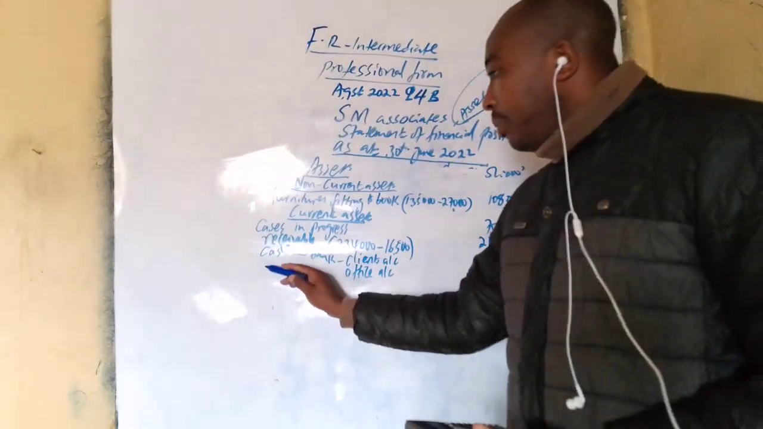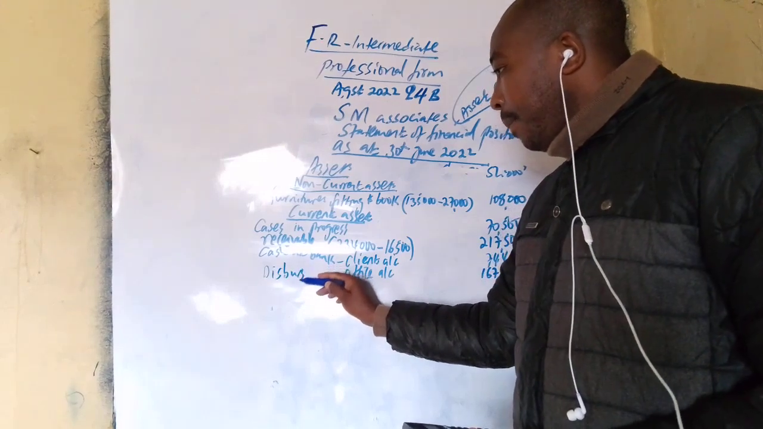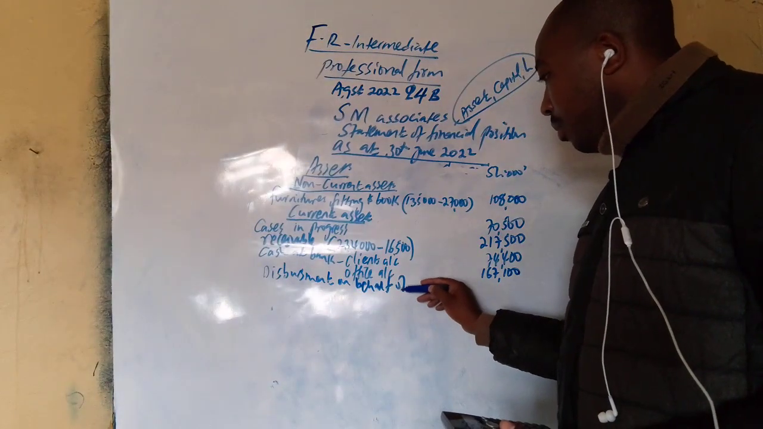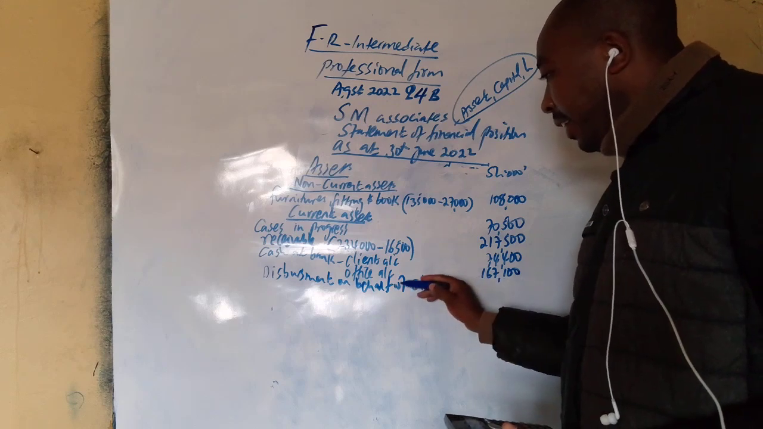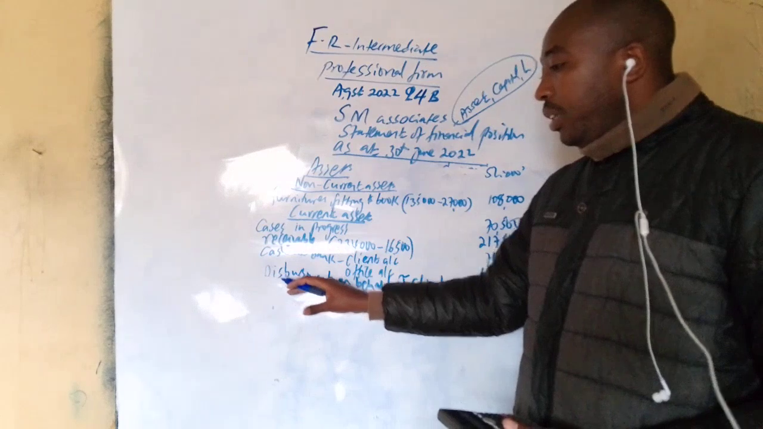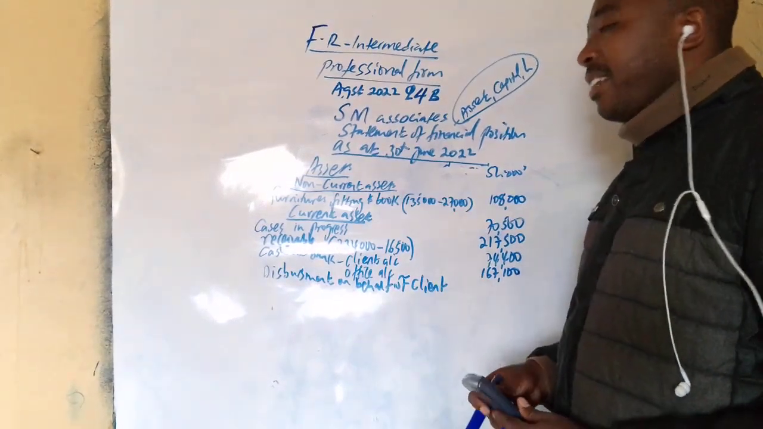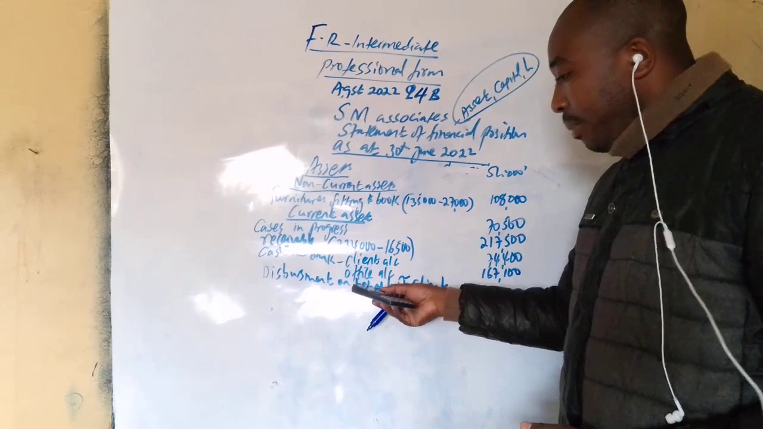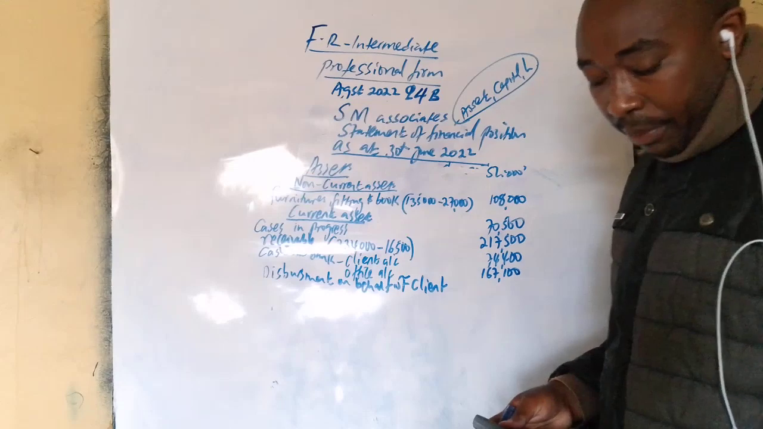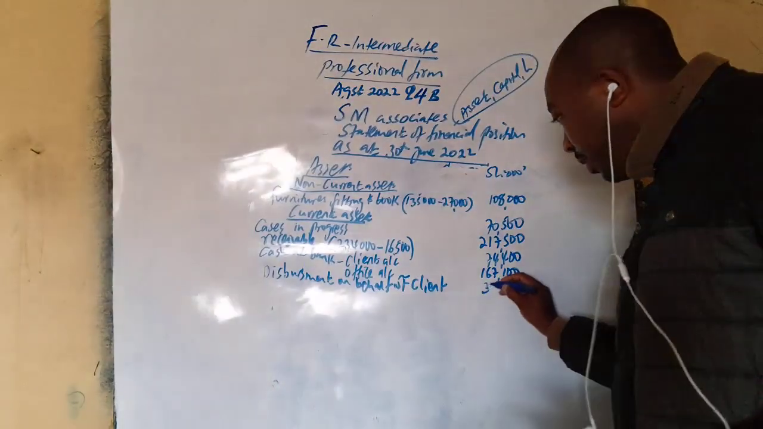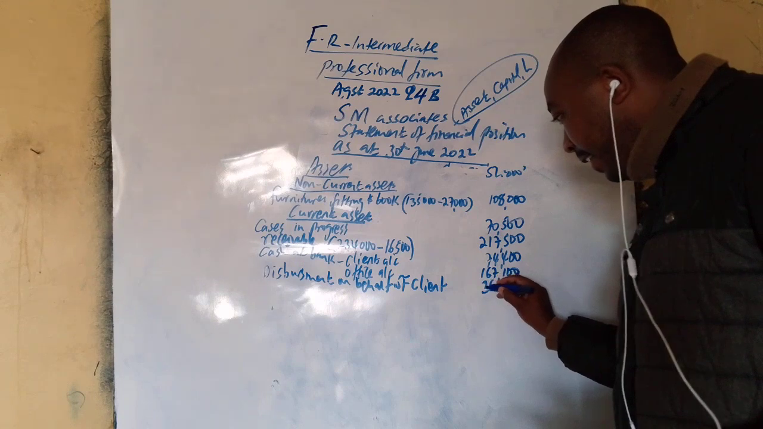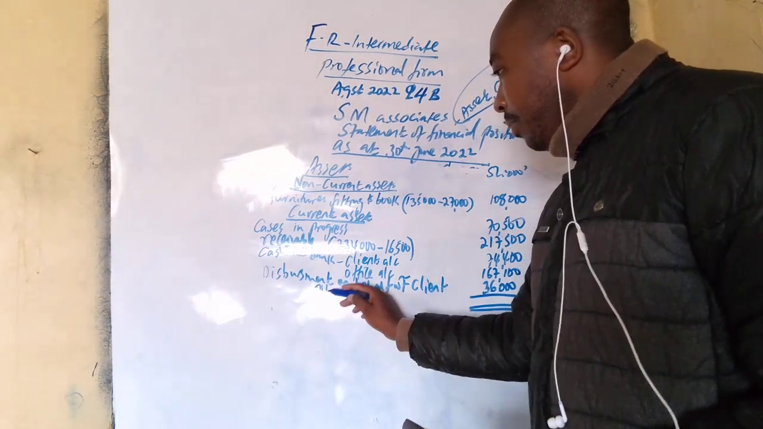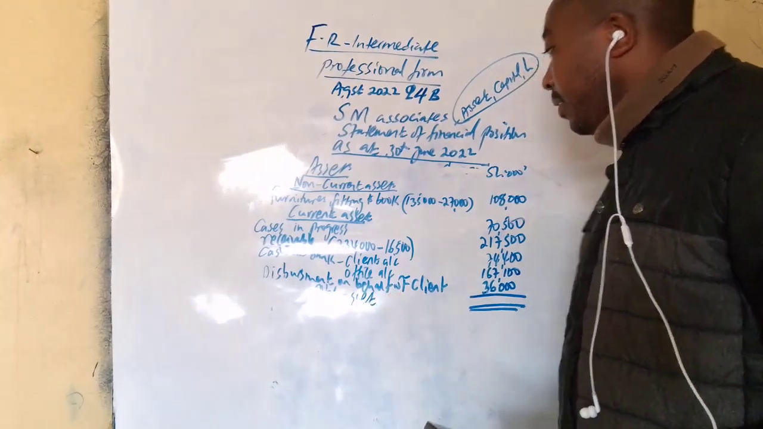Then we have disbursement on behalf of client. And when we talk of disbursement on behalf of client, we are talking about that money which the lawyer has released on behalf of client. So this is the lawyer's money, but they have paid on behalf of the client, meaning they will recover this money from the client. So it is an asset. We do that, we get total assets.